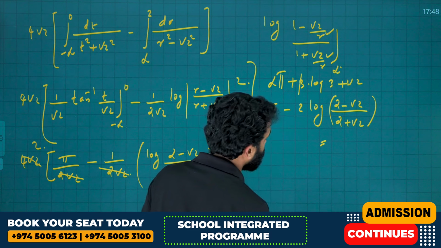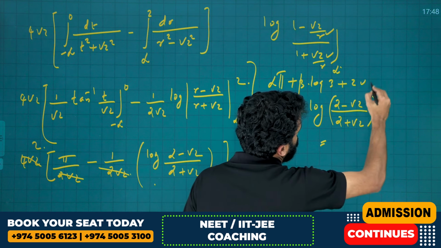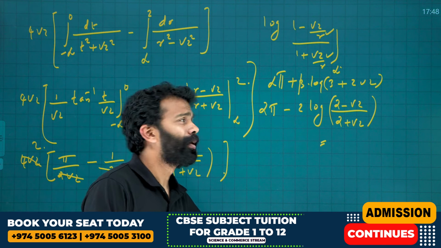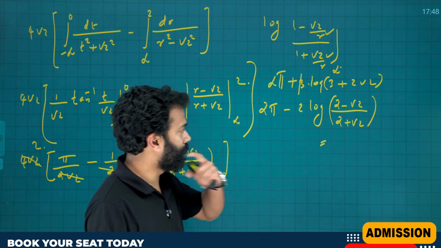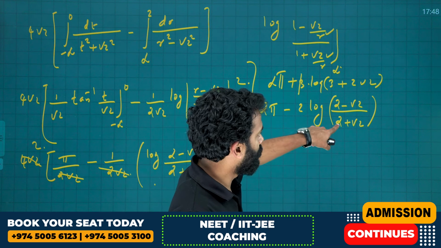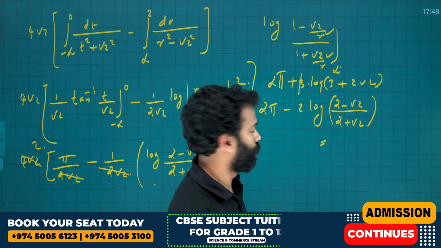So, 3 plus 2 root 2. How are you going to formulate this one? Log 3 plus 2 root 2. Yeah, let's check it out. Let's do one thing. Let's take the conjugate of here. That is, let's multiply both sides with 2 plus root 2. Let's see what happens.